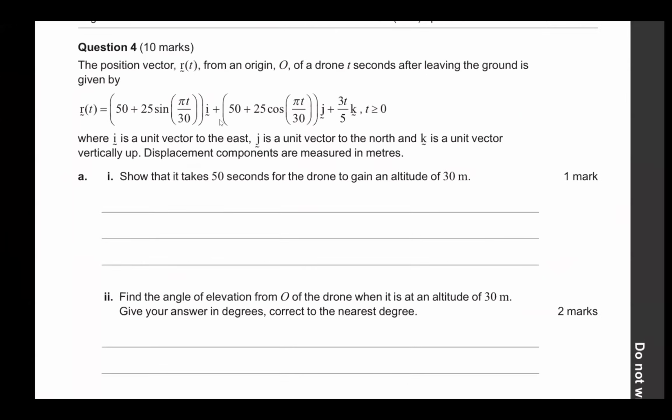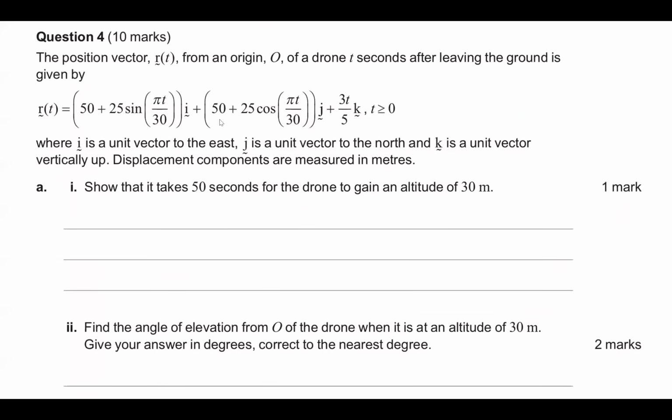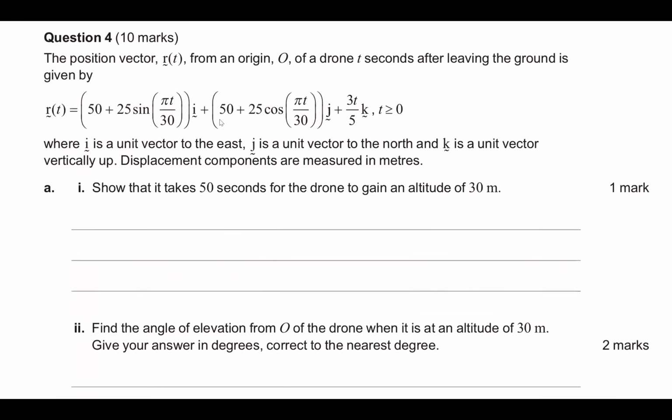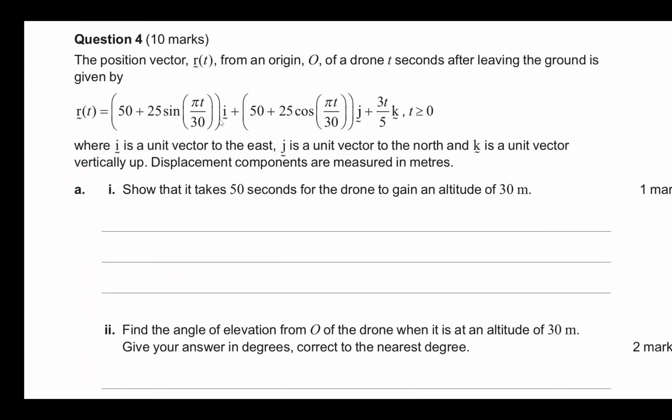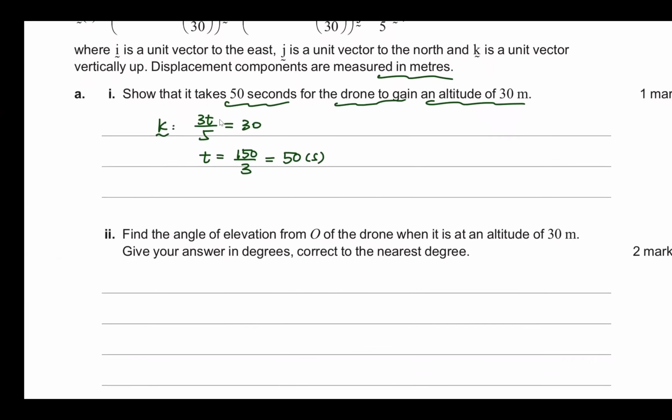Next one. Position vector r(t) from the origin of the drone t seconds after leaving the ground is given by this thing, with i, j, k unit vectors. Displacement components are measured in meters. Show that it takes 50 seconds for the drone to gain an altitude of 30. So K component, 3t/5 equals 30. And t equals 150 divided by 3 equals 50 seconds. So this is a show that question. I wouldn't recommend you subbing in 50, but let's look at the next part.